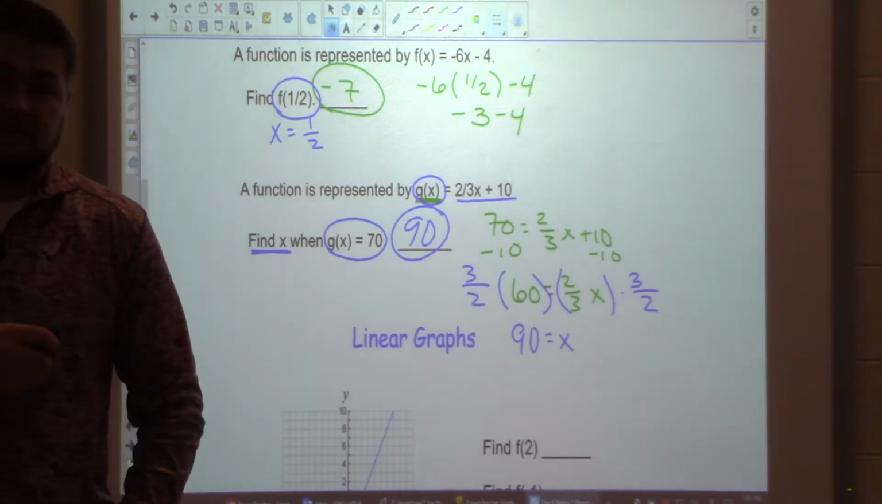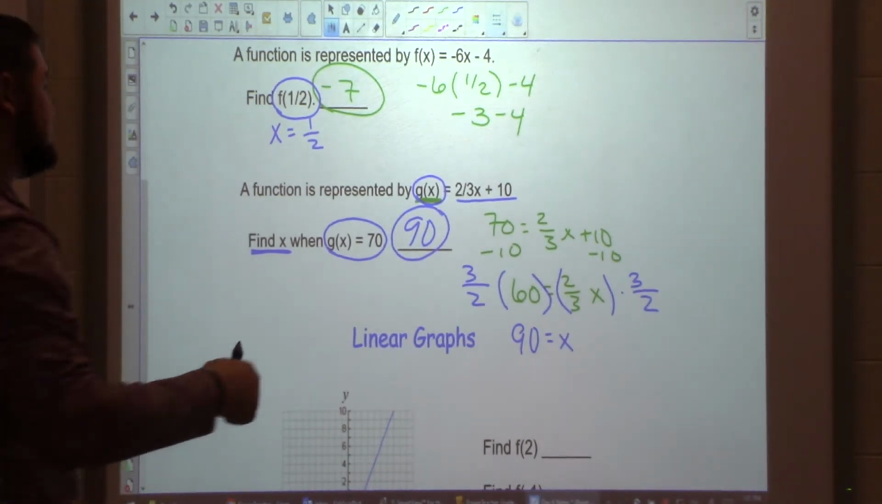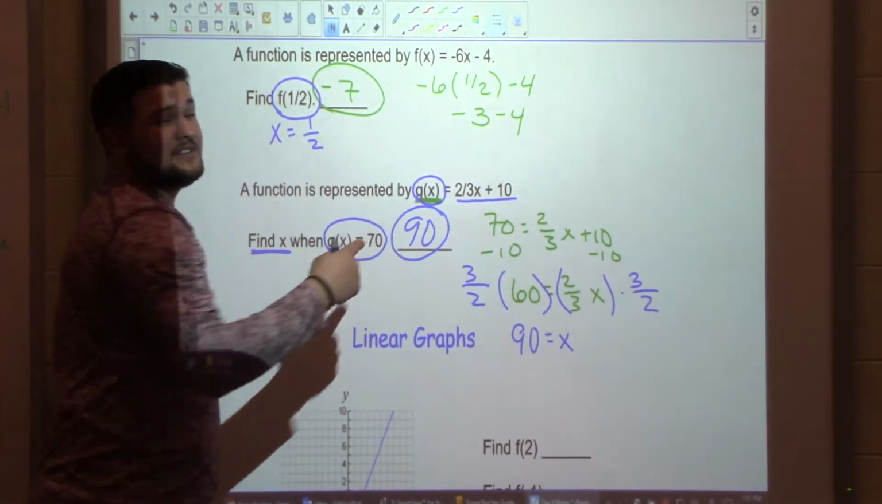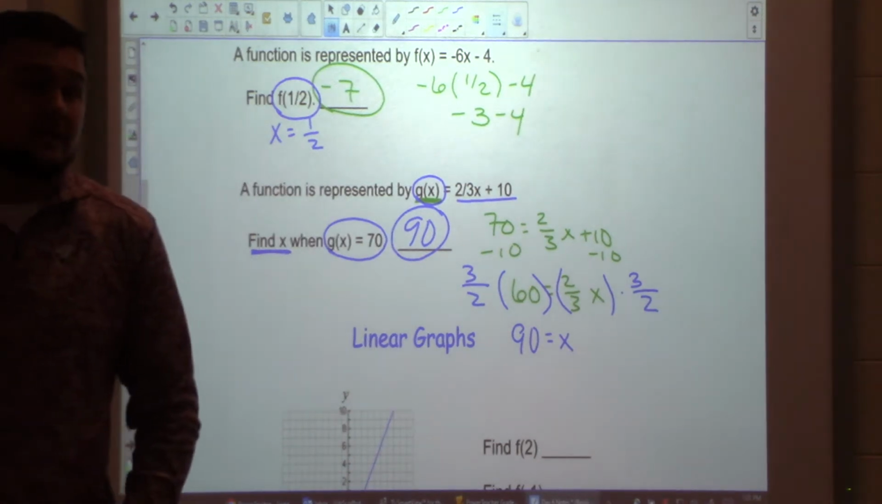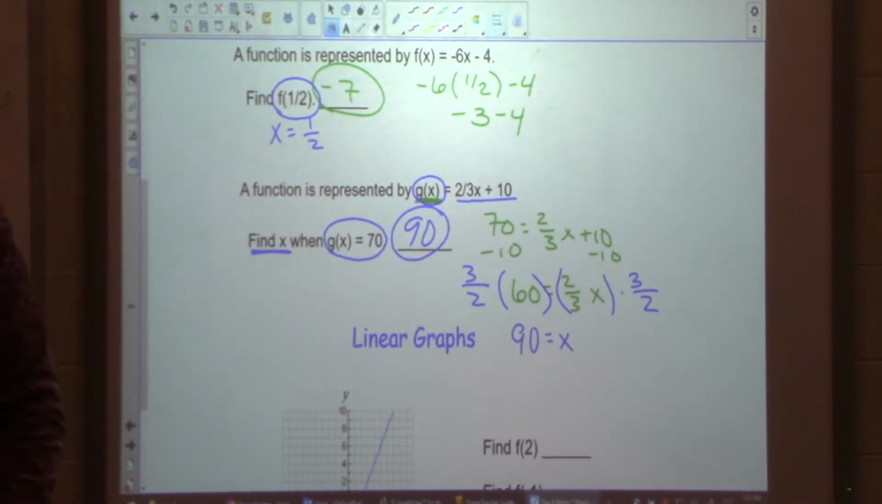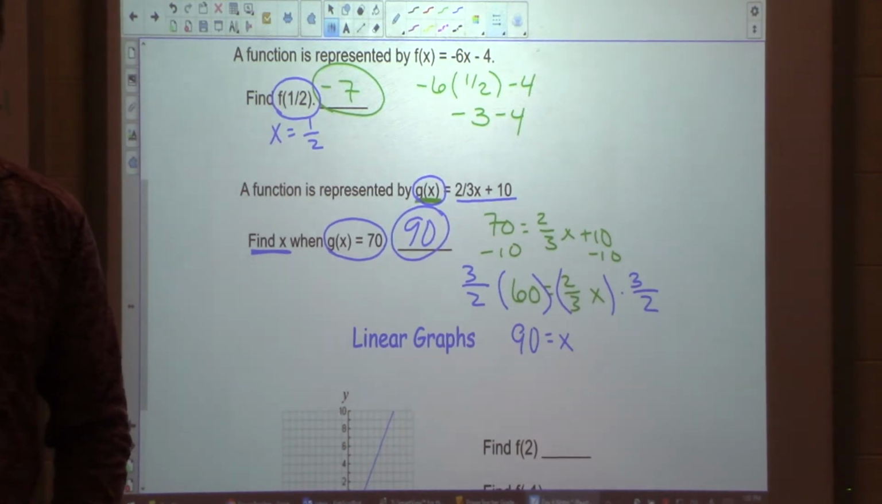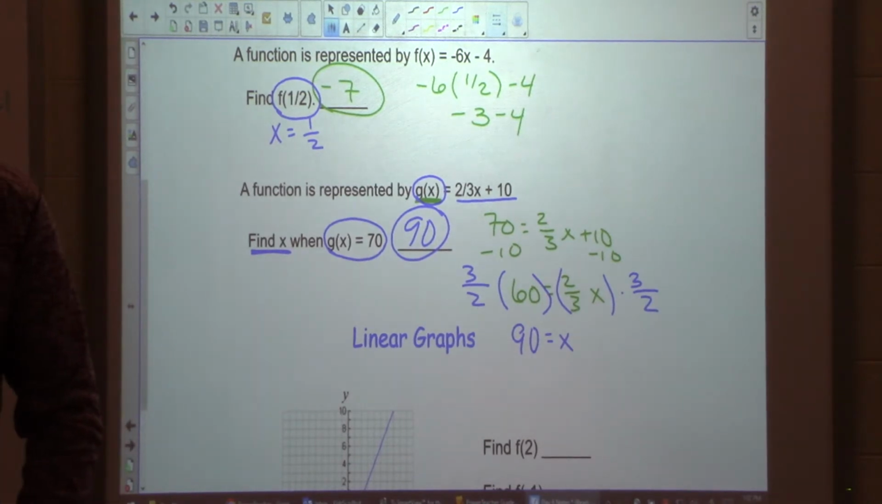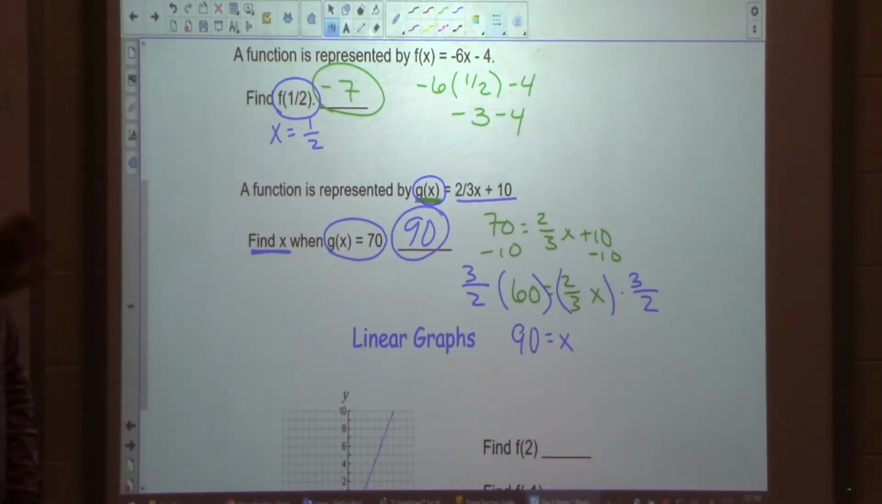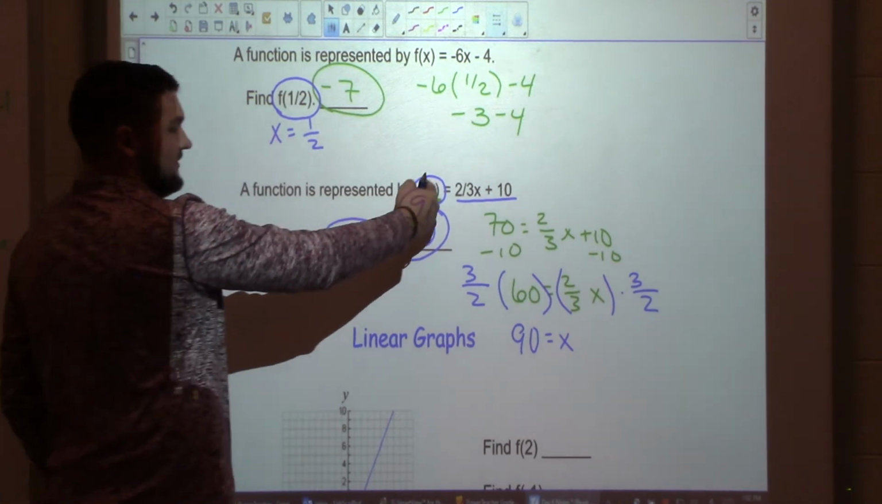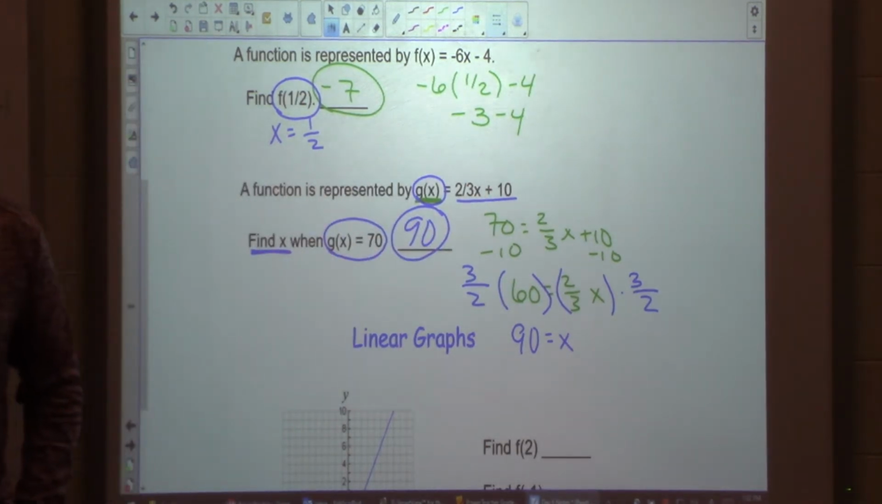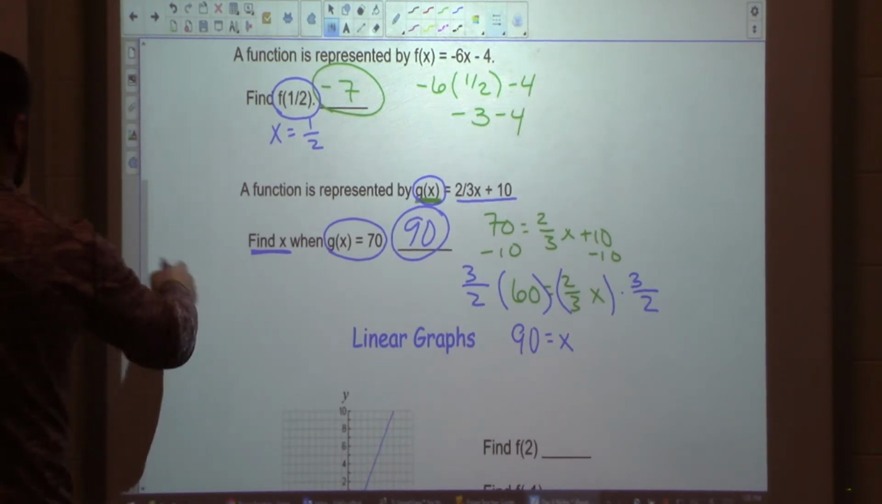G of x and f of x are fancy ways to write y. Normally we have y equals our equation. A function is noted f of x, but it means the same as y equals whatever, or g of x, same as y equals whatever. So if it helps you to think of it that way, think of it as y equals 70 and y equals 2/3 x plus 10. Linear graphs.